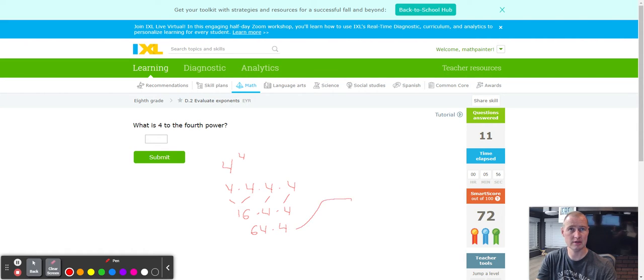So here, because I don't know 64 times 4, we're going to do 64 times 4. We'll just multiply it out. We got 4 times 4 is 16. Carry the 1. 4 times 6 is 24 plus 1 is 25. So therefore 256 will be our 4 to the 4th power.